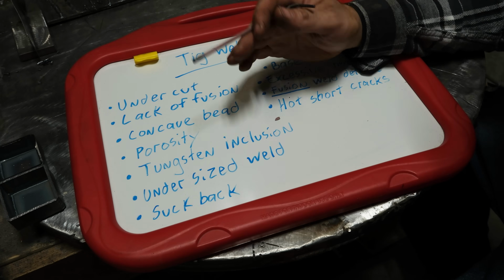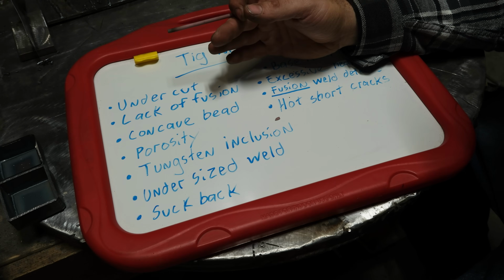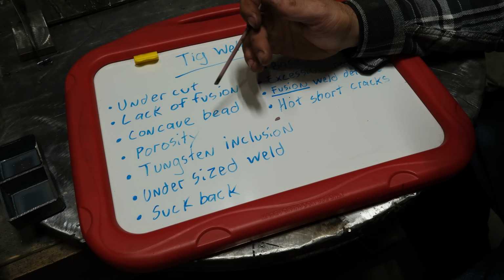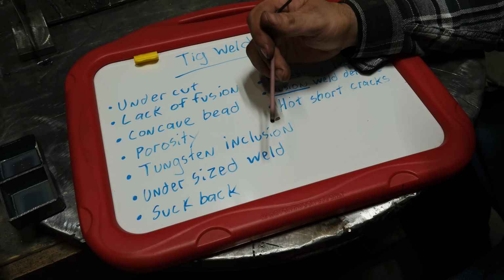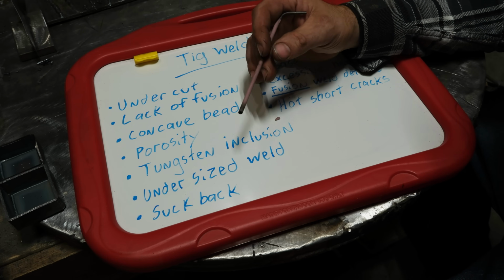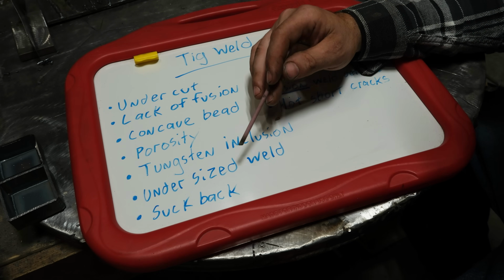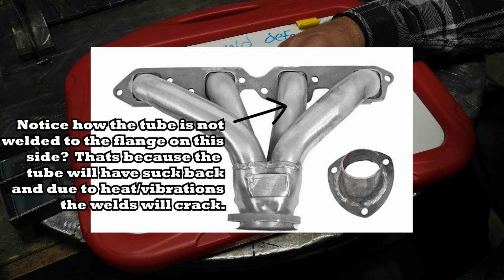Anyways, you have a situation where you have thin tube welding to thicker material, that's the flange, and what will very commonly happen is you will undercut or you will suck back the whole inside of the tube towards that flange, because again, you're TIG welding thick to thin. And that is why a lot of header manufacturers do not TIG weld the outside of the tube to the flange because of suckback concerns.